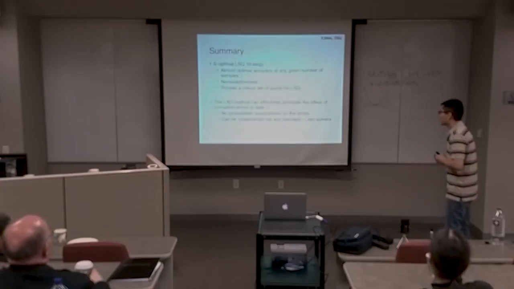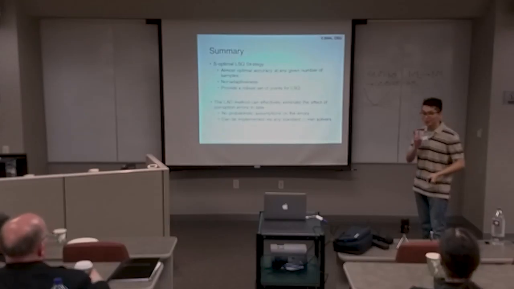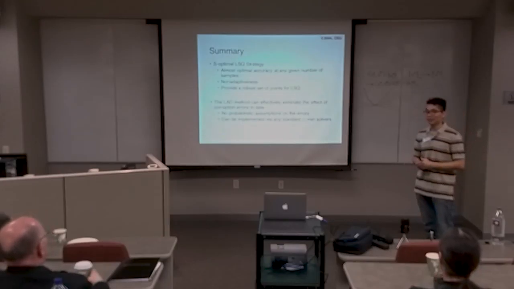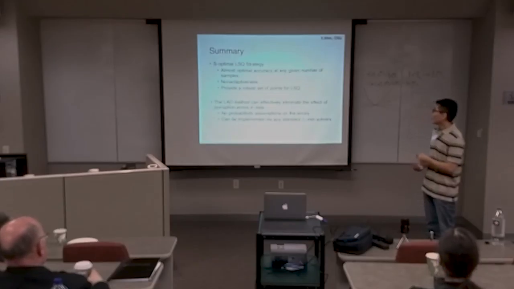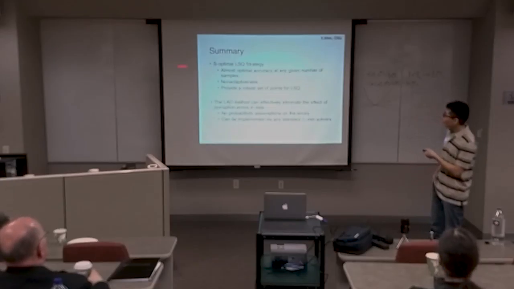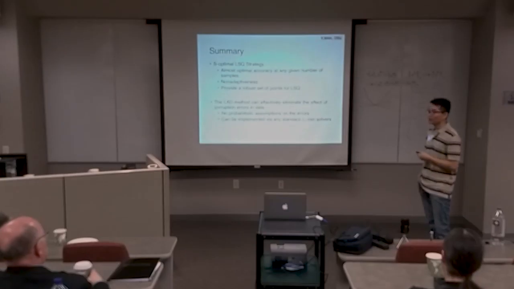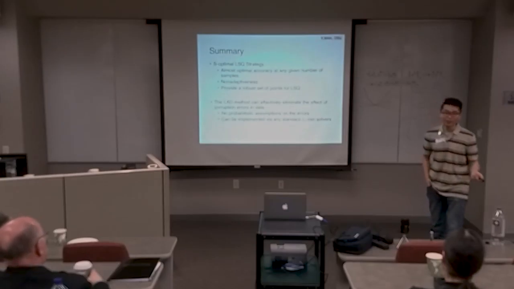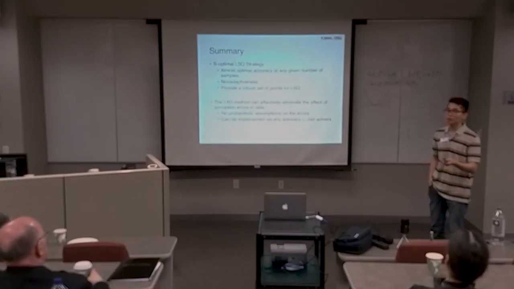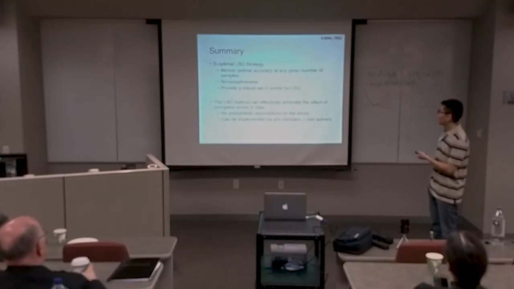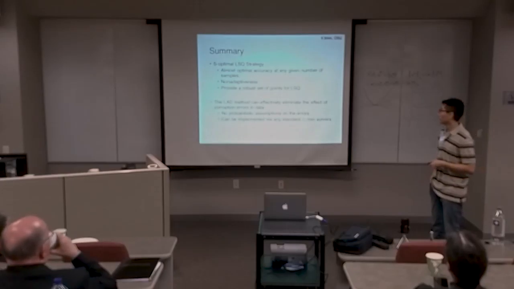Okay, here is the summary. In this talk, I presented two things. One is quasi-optimal least square, and the other one is correcting data corruption errors. The quasi-optimal least square by S-optimality shows almost the optimal accuracy at any given number of samples. And more importantly, this procedure is non-adaptive. So before you collect the data, this strategy tells you where to collect the data first. Thus, this provides a robust set of points for least square.